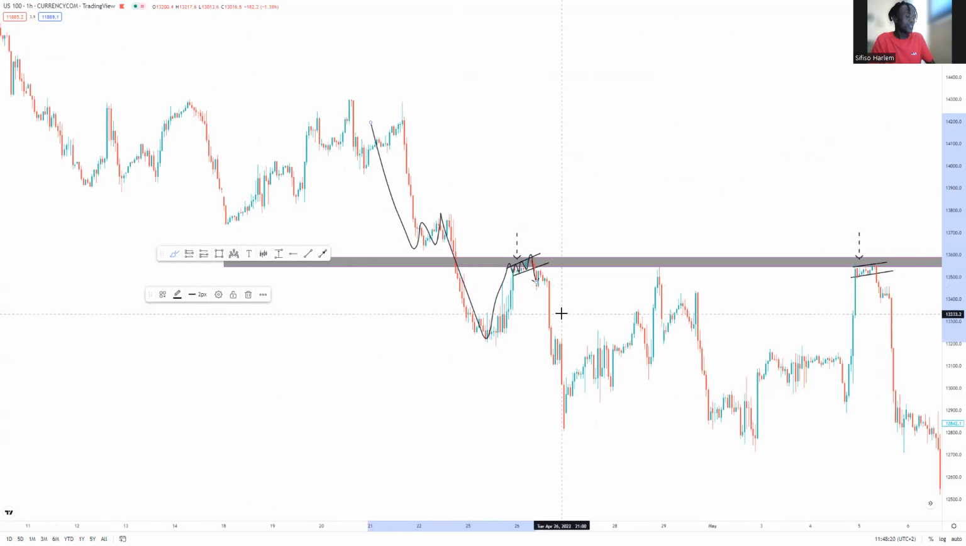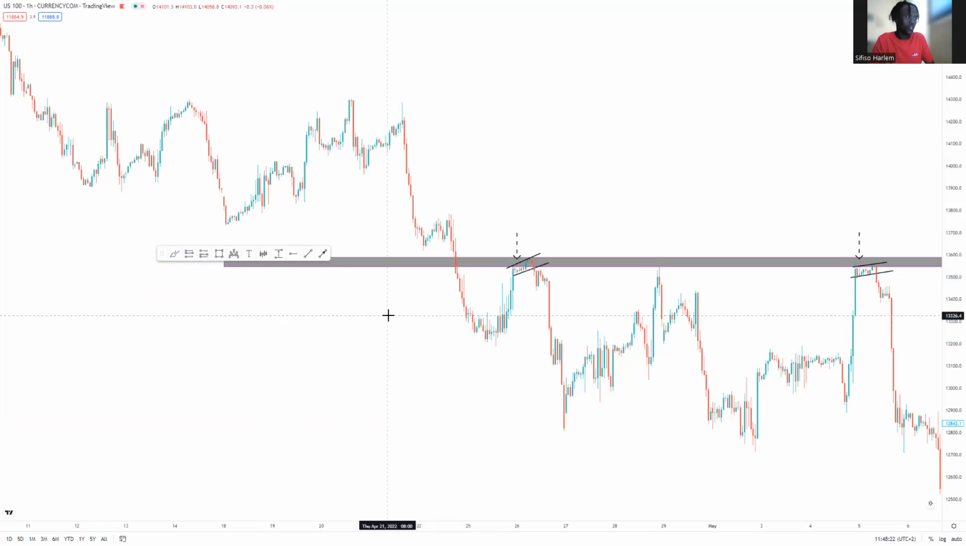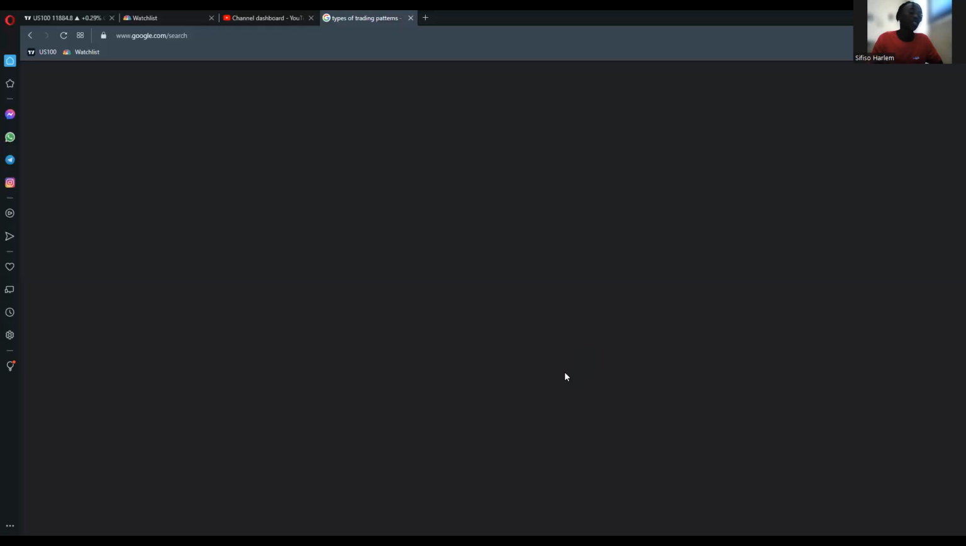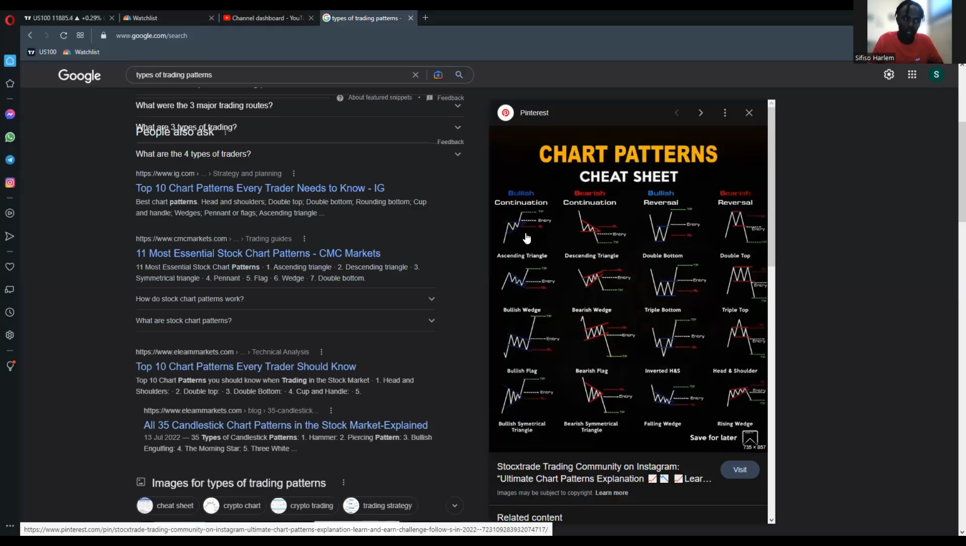Okay, let me do this before I start off with this. We have different types of trading patterns. You have to find ones which you are comfortable taking trades on. I repeat, we have different types of trading patterns. You just have to find one that you will be comfortable with and just go with it.